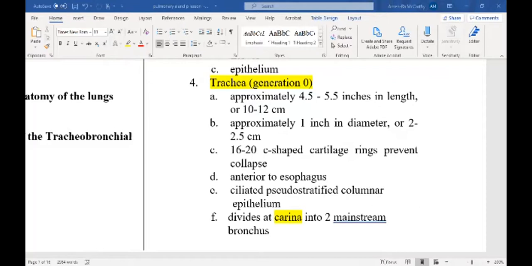We already talked about the location of the trachea. We said the trachea was anterior to the esophagus, which means it's in front of the esophagus. The trachea has ciliated, pseudostratified columnar epithelium. And it divides at the carina into two main stem bronchus.